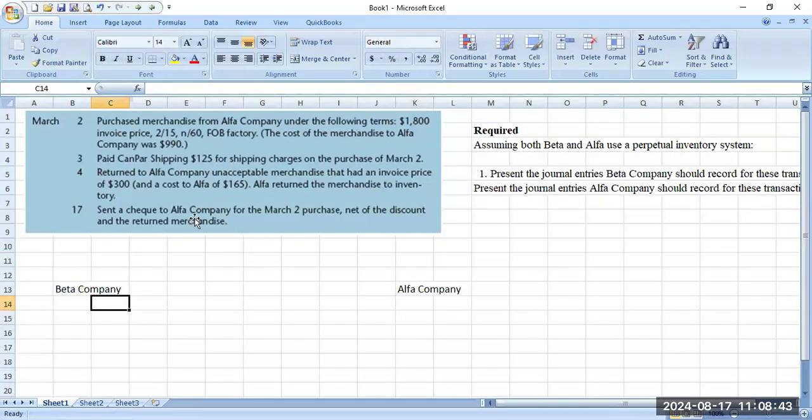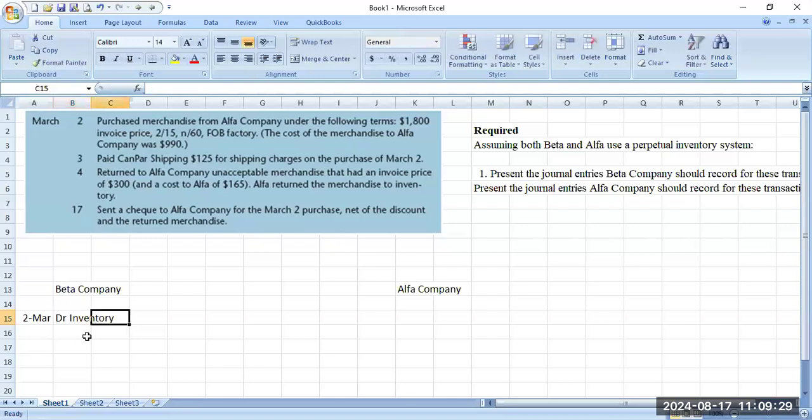Okay. So we have the starting point. The first one is on March. What happened on March 2nd? On March 2nd, Beta purchased merchandise from Alpha under the following terms: $1,800 invoice price, terms 2/10, n/60, free on board factory. The cost of the merchandise to Alpha company was $990. So for the Beta company, what do they get? Since they purchased the merchandise, they get the merchandise, right? That will be a debit to inventory.